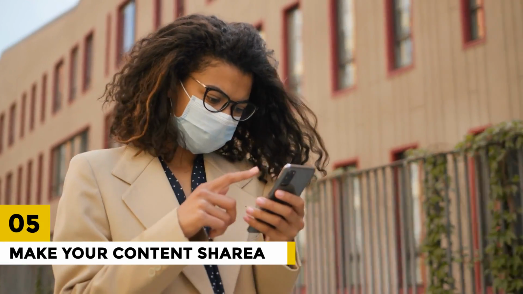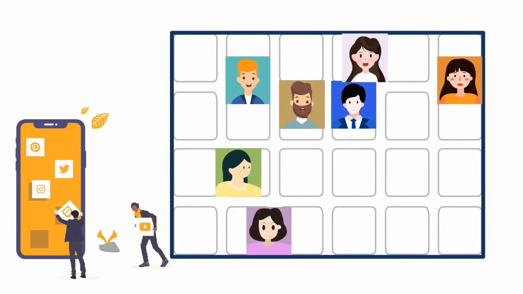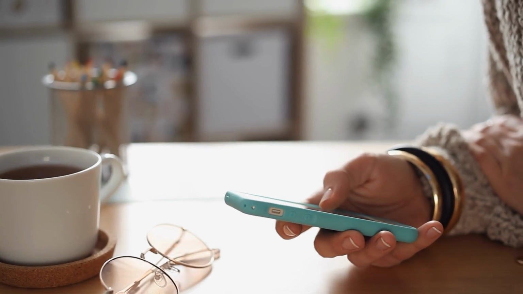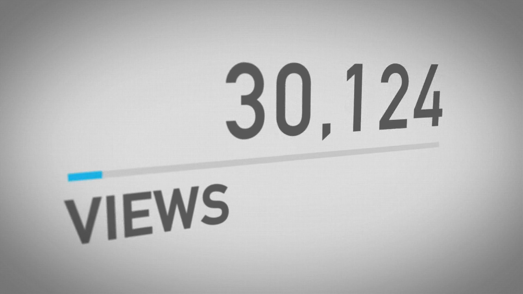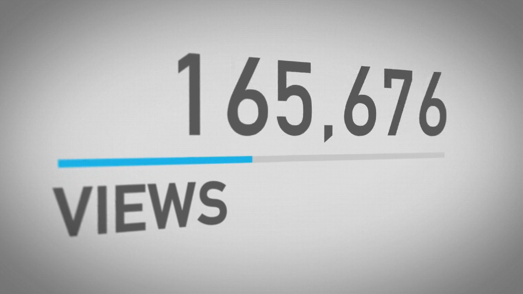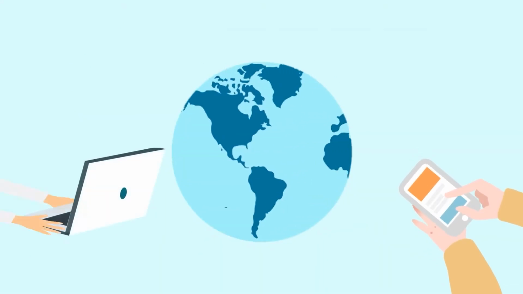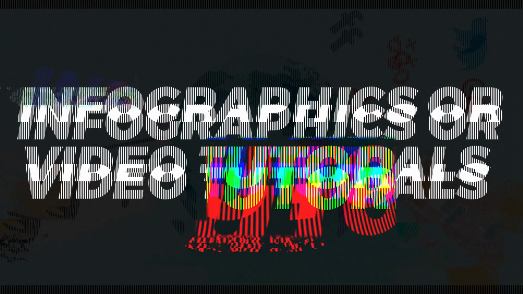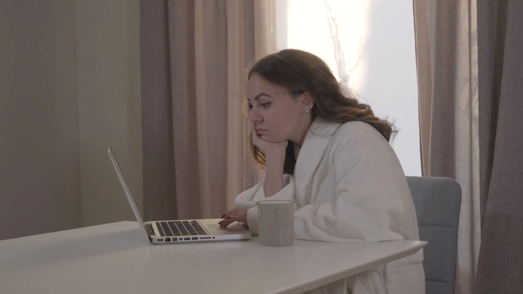Tip number 5, make your content shareable. Creating shareable content is a great way to increase engagement on social media. When your audience shares your content with their friends and family, it increases your reach and can drive more traffic to your social media pages. For instance, you could create infographics or video tutorials that are informative and easy to share.